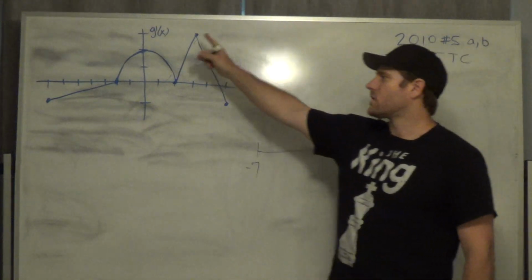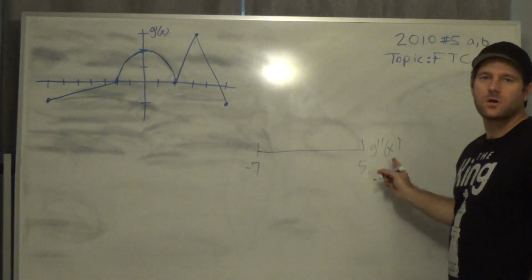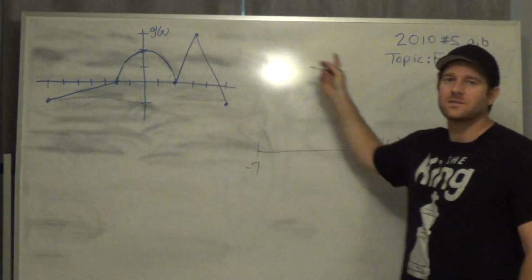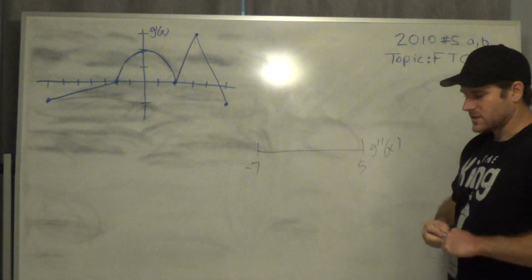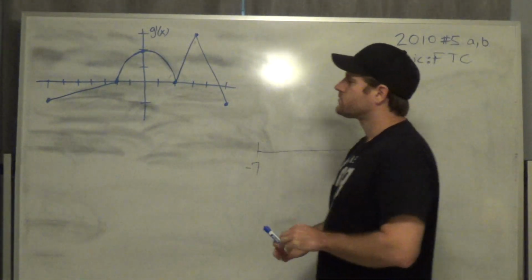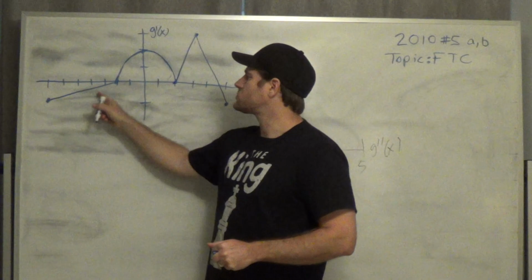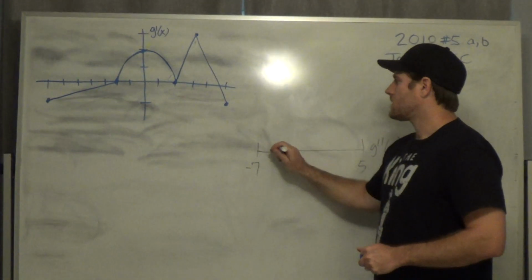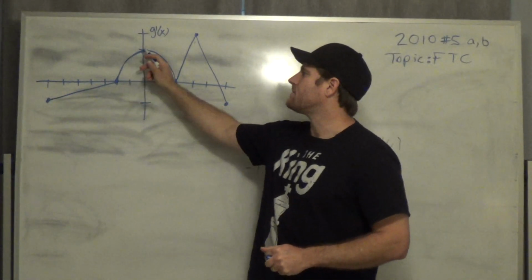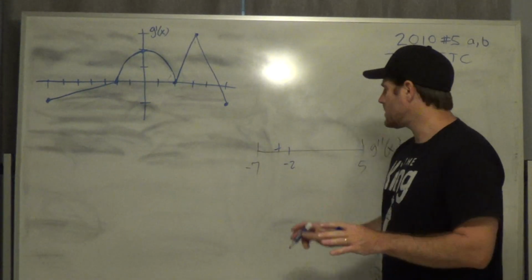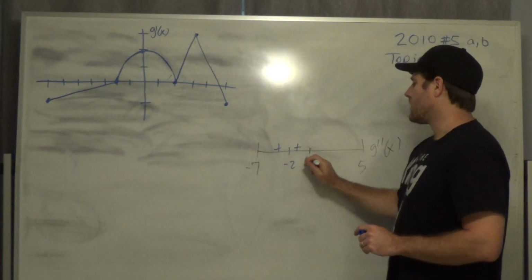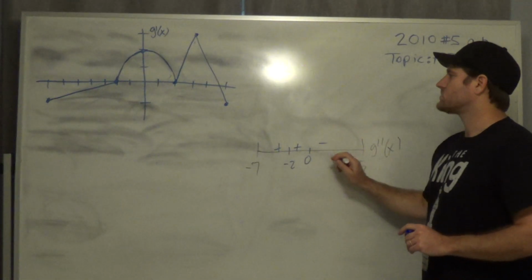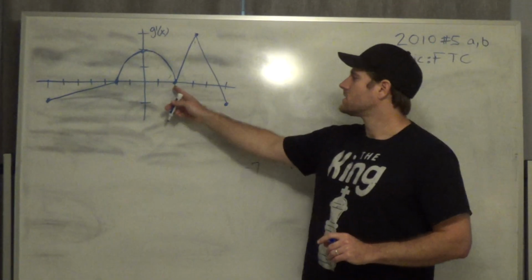Now, we have the graph of g prime x. We want the sign chart of g double prime x, which means we're going to have to look at slopes. The slopes of g prime x tell us about its derivative, g double prime x. So if we look at slopes, positive slopes all the way to -2. Notice the slopes stay positive, even though there's a sharp turn, the slopes stay positive all the way to 0. From 0, now my slopes are negative.